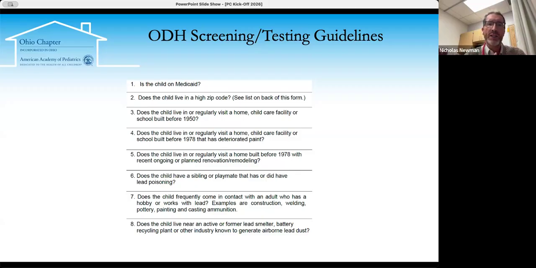And the next questions are about the age of the home. Basically lead paint was banned in 1978. They started phasing it out in 1950, so there were voluntary controls. So for the 2 questions about regularly visiting a home or child care facility that is older, I think we also have to understand that a lot of people may not know the age of their child's child care facility. And if that's an unknown, then that means a yes. If it's a no, then that's potentially reassuring.